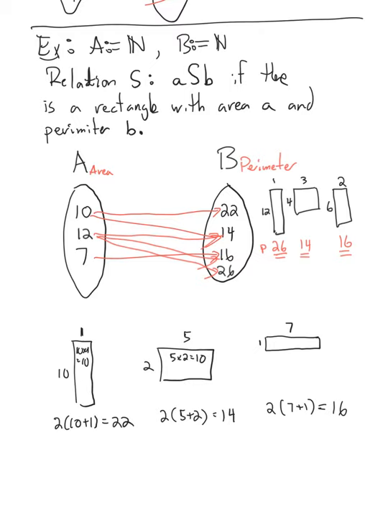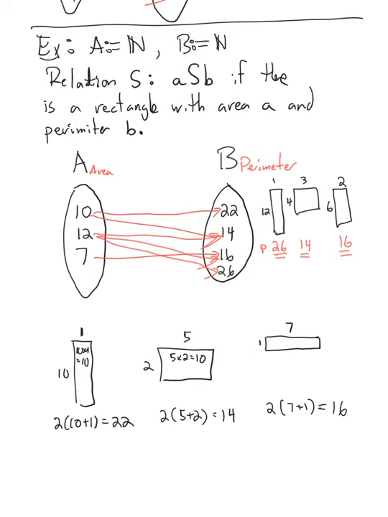And you could think any whole number you like here, you could draw a rectangle with that area. You just have one side that number and the other side 1. So every element in A is going to have an arrow to an element of B. But not the other way.